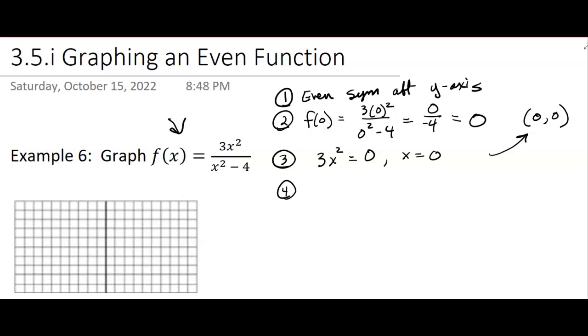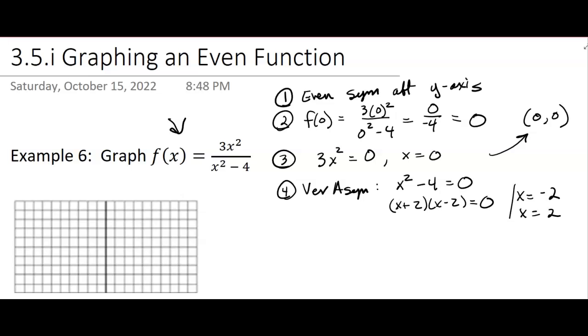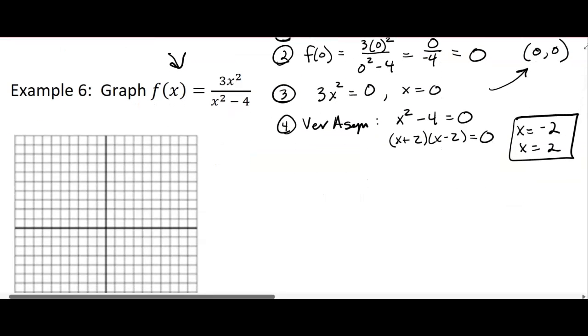So vertical asymptotes. When does x squared minus 4 equal 0? You could factor that, or you could put 4 on the other side and take the square root of both of them. I'll just factor it real quick. X plus 2 and x minus 2. So you're going to have one at x equals negative 2 and one at x equals 2. So there will be two vertical asymptotes. All right? So we're getting all our information together and then we'll graph it.